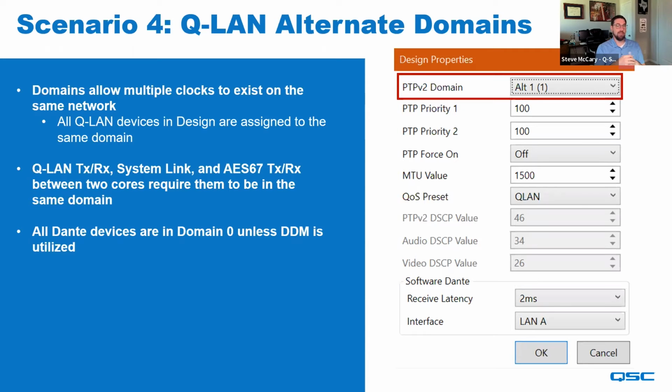The kicker of this is that if you do this, you cannot use Q-LAN transmit receive system links or AES67 transmit receives between those two cores. Because Q-LAN system links and AES67 are clocked protocols, the two devices between which you are sending traffic must also be able to clock against each other. They must be in the same clocking domain. You could use a WAN stream or something that's not clocked, but you can't use anything clocked.